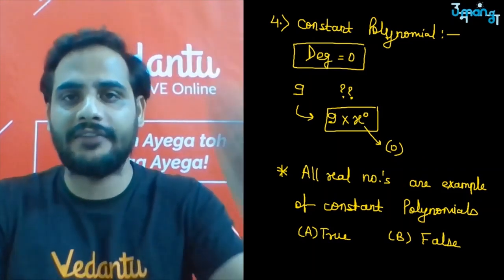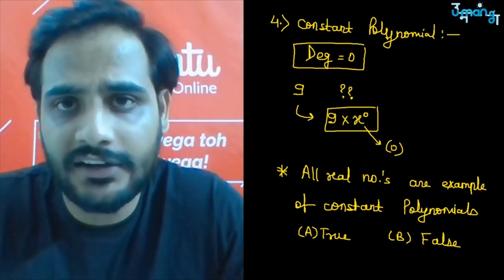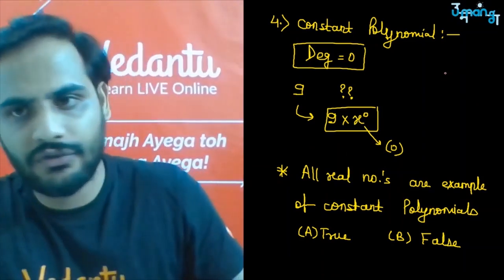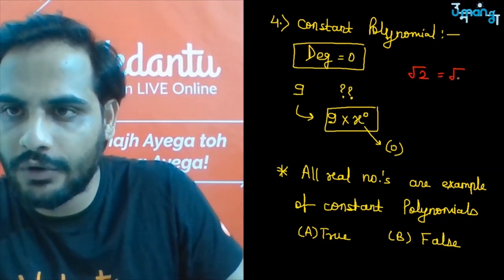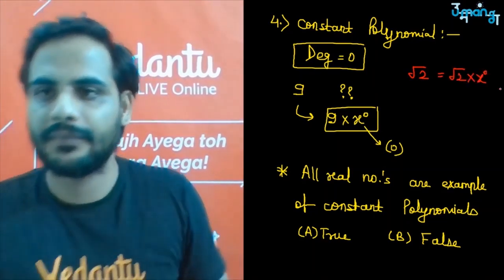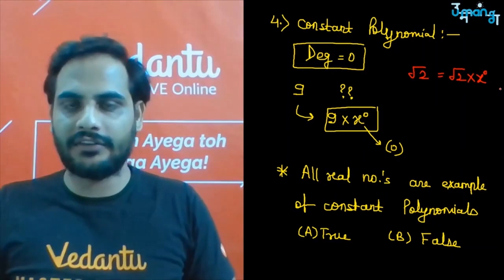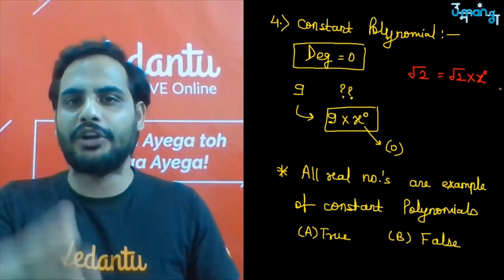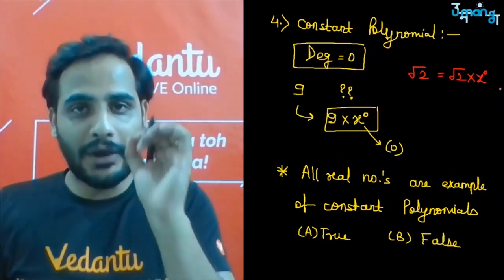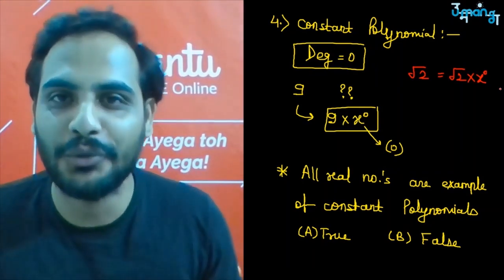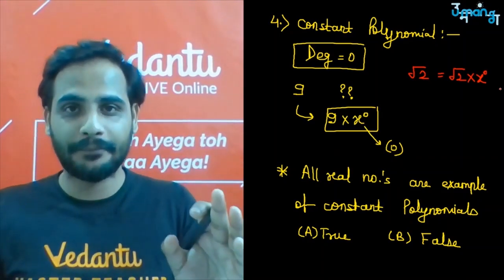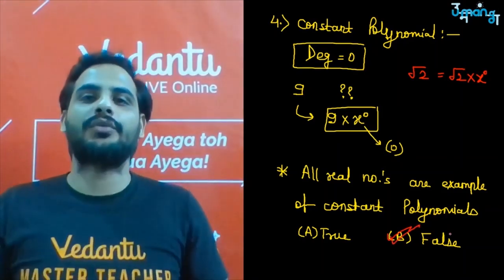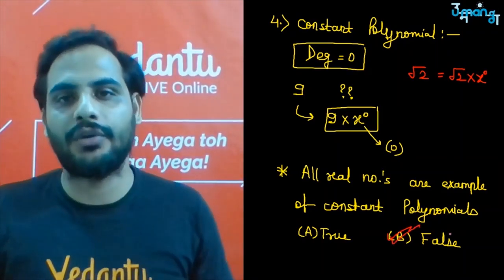For example, if I write 8, 8 can be written as 8 into x raised to the power 0, so the highest power is 0. If I write square root of 2, it can also be written as square root of 2 into x raised to the power 0. So in this way, rational or irrational, I am saying all real numbers are examples of constant polynomials. True or false? I'm pretty sure many of you must be telling me, sir, it is true. But the thing is, it is false. All real numbers are not constant polynomials.